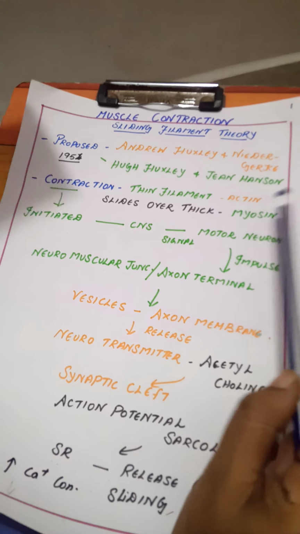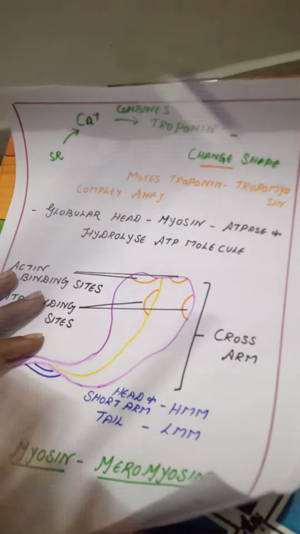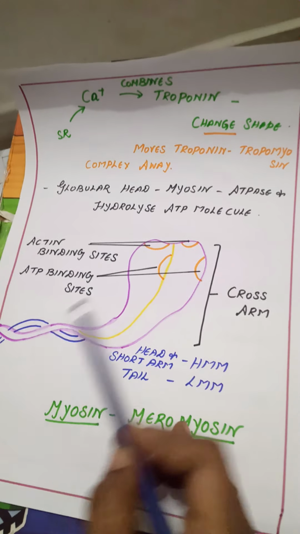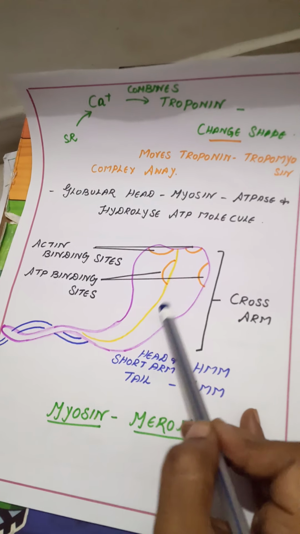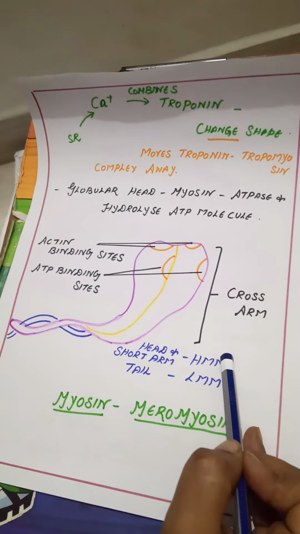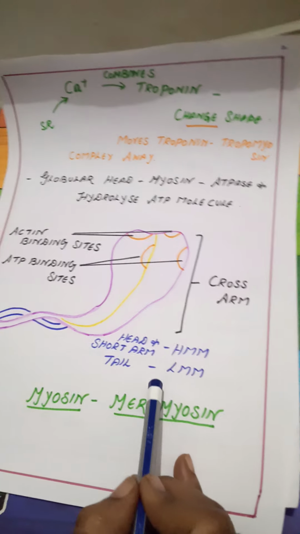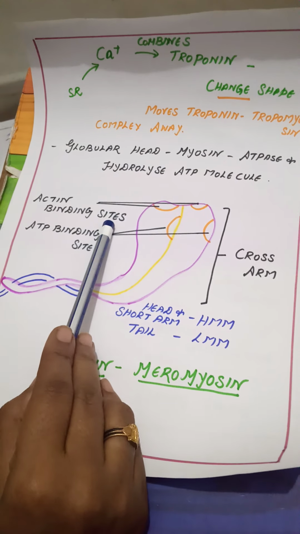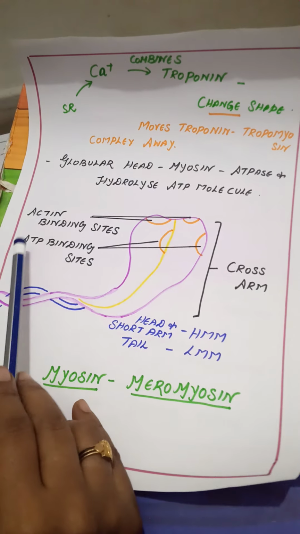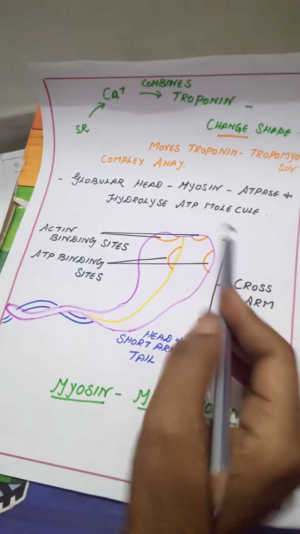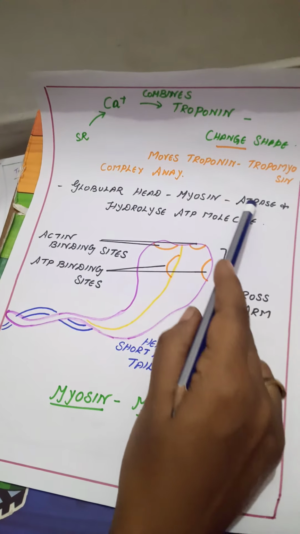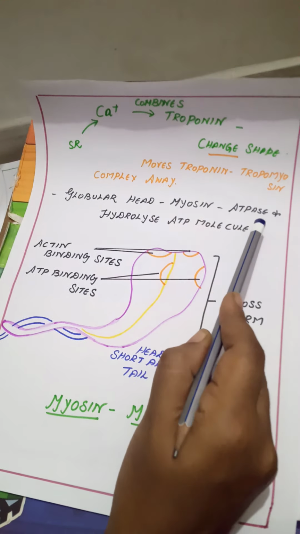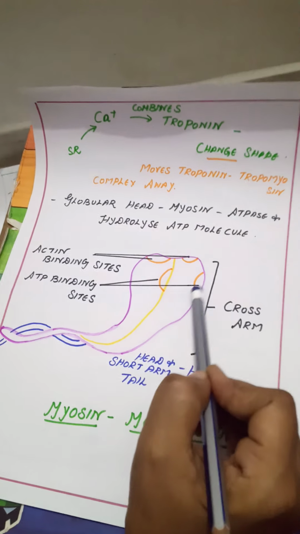The monomeric unit of myosin is a meromyosin, which contains two parts: the globular head and the tail region. The globular head and the short arm together are said to be heavy meromyosin, and the tail region is said to be light meromyosin. The globular head contains two binding sites, one an actin binding site, the other an ATP binding site. The globular head acts as an ATPase enzyme which can hydrolyze ATP molecules, and the energy needed for muscle contraction is provided by the globular head region.